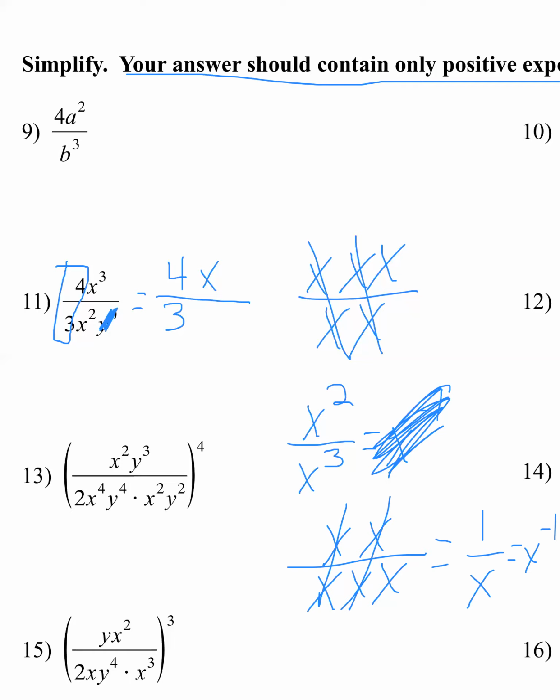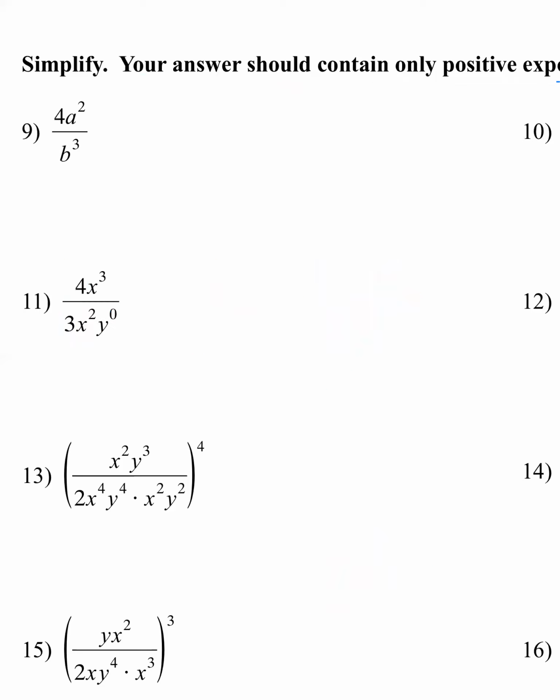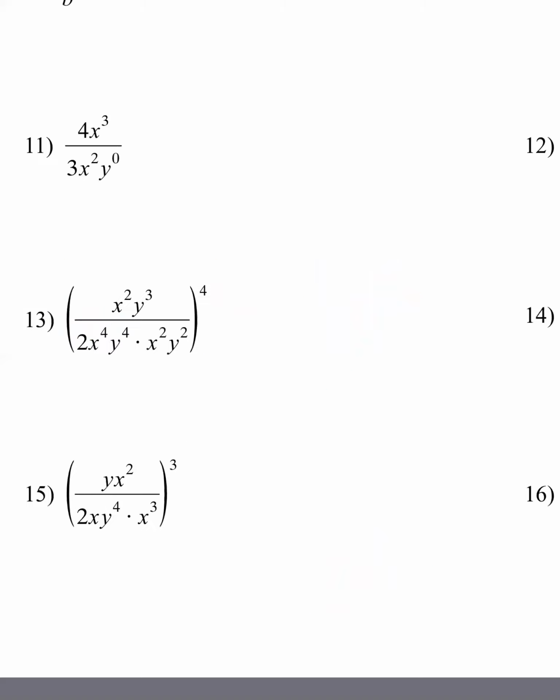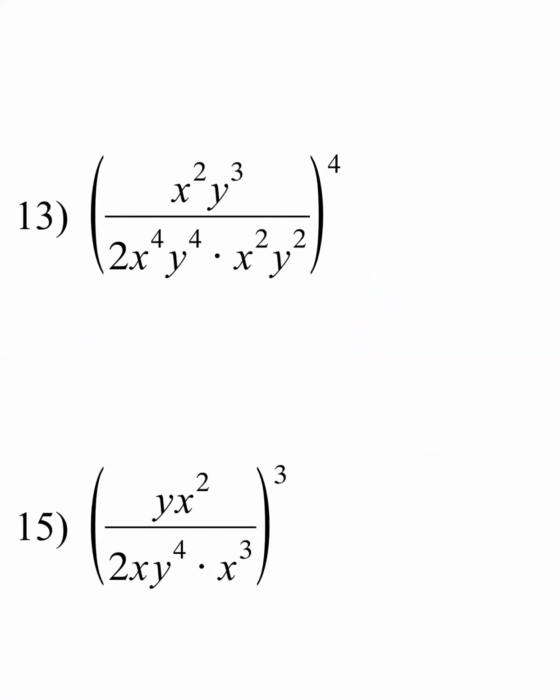Okay, so where am I? Did I finish 11? Yes, I did. So there's my answer to 11. It's just the 4x over 3. All right, now 13. Whew, this looks very intimidating, right? It's like, oh my gosh, are you kidding? I'm supposed to do this? It's really not that bad if you just go piece by piece.